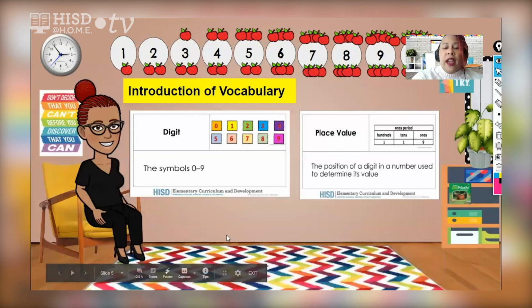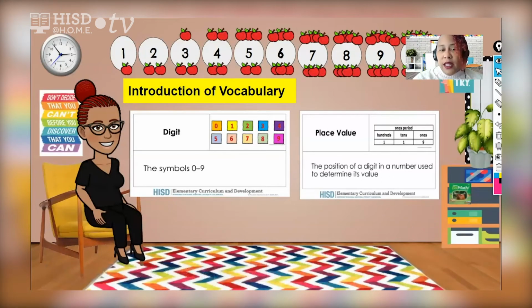Here is some of the vocabulary that you're going to hear in today's lessons. Some words you need to know for this lesson is digit. A digit is a symbol from 0 to 9 that represents the numbers. Place value. Place value is the position of a digit in a number used to determine its value.